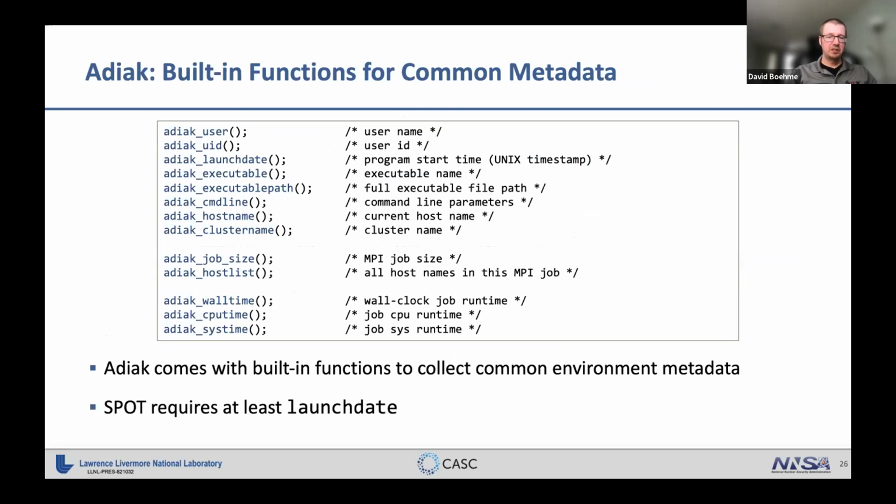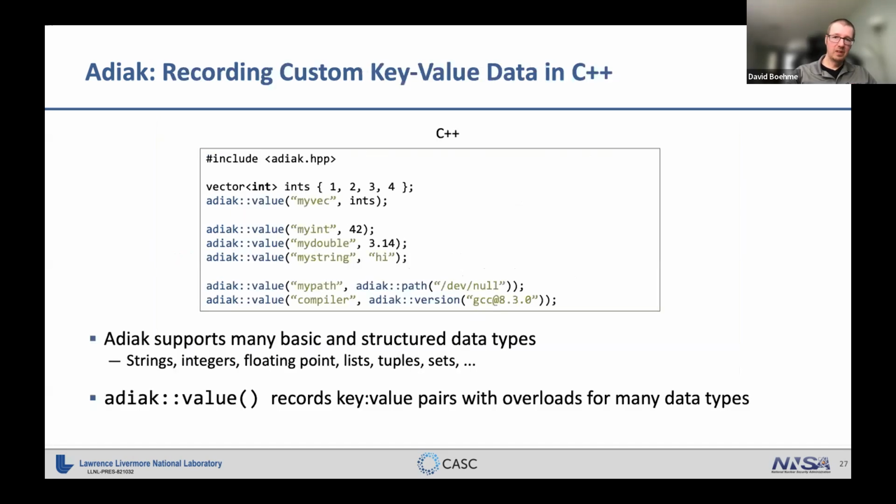Okay, so here's all the functions that you can use to record common kinds of metadata information. So it includes the username, user ID, executable path, command line, and so on. There's a whole bunch that you can just add automatically. For Spot, we'll need at least the launch date, which records the date and time that the program was launched. And we need that to essentially sort things by date in Spot. But the more you add, the more useful Spot can be.